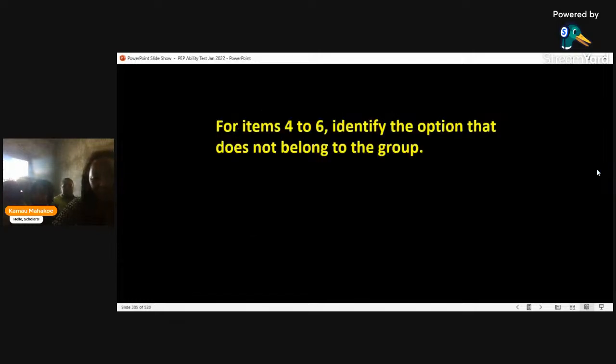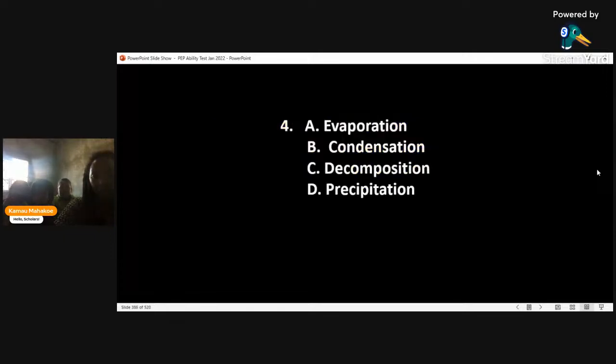All right, for items 4 to 6, we're to identify the option that does not belong. All right, so which one does not belong? Decomposition. Why does decomposition not belong with the others? So evaporation, condensation, and precipitation are all part of the water cycle, right? Decomposition would be more part of the nitrogen cycle or the carbon cycle, where living material is returned to the soil. They decompose and become part of the soil again. All right.